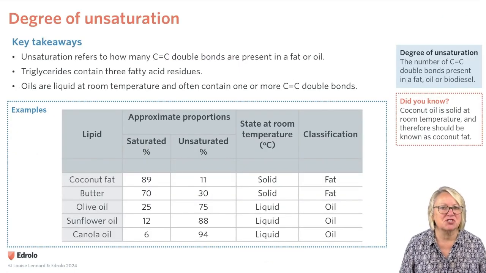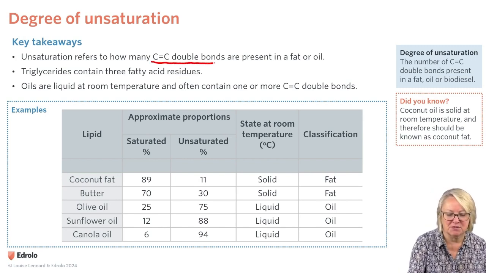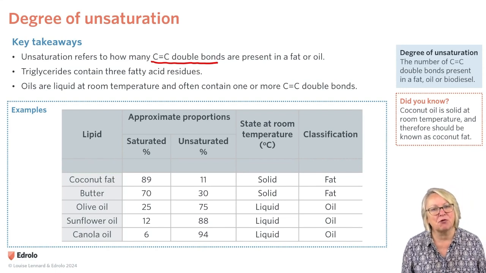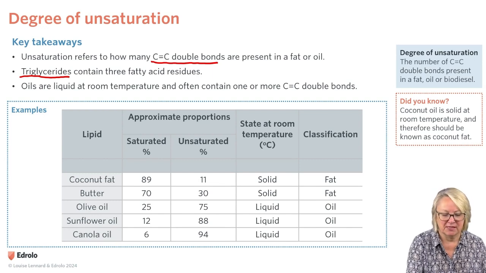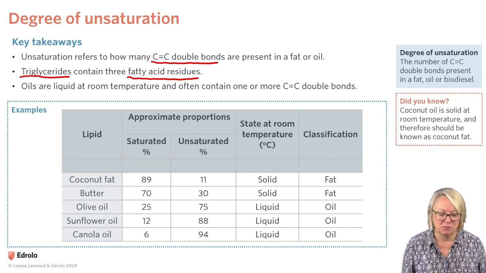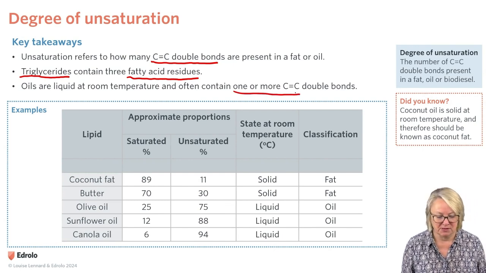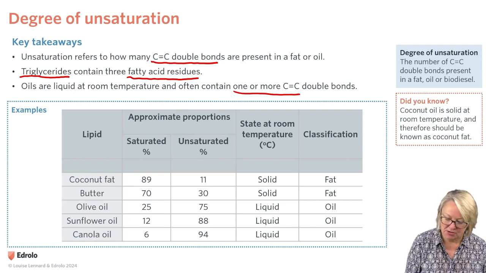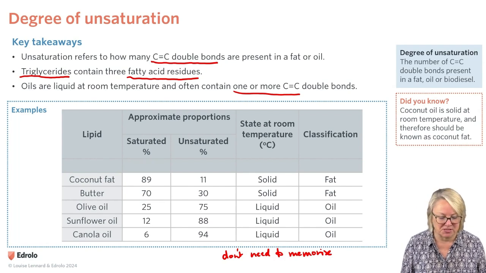Okay, now we're going to look at degree of unsaturation. Unsaturation refers to how many carbon-to-carbon double bonds are present in a fat or an oil or biodiesel. Triglycerides contain 3 fatty acid residues. So triglyceride, we need to look at, are there any carbon-to-carbon double bonds in each of the fatty acid residues in the triglyceride? Oils are liquid at room temperature and often contain 1 or more carbon-to-carbon double bonds. Here's some examples. You don't need to remember these. If you need information, it will be in the data book or in the stem of the question.